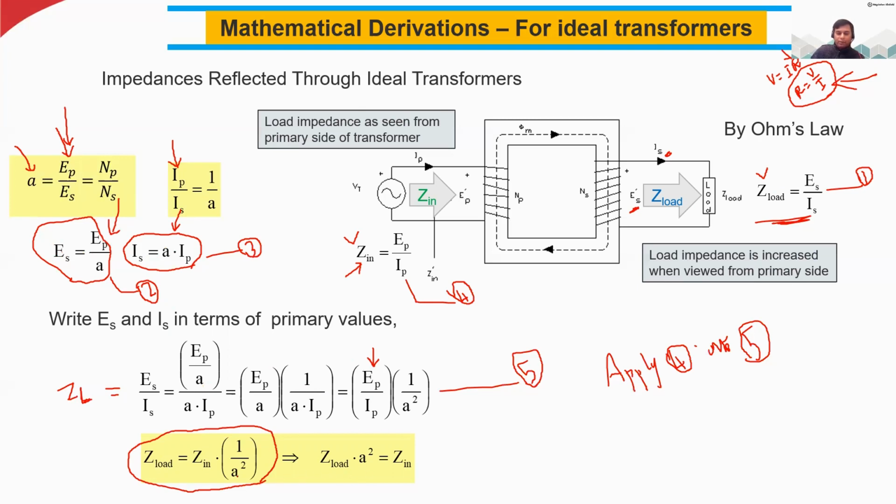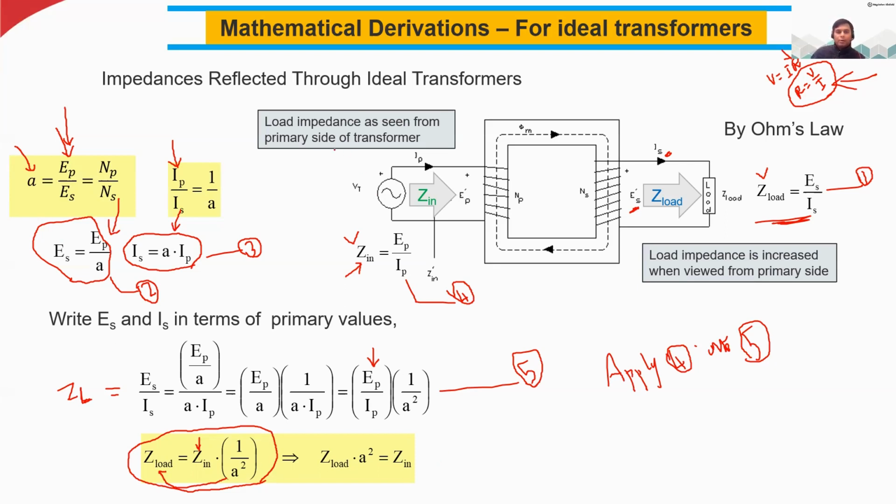So this is the final equation. And of course, if you want to find only the input impedance, then keep Z in on this side and bring A square to the other side. Then that is called Z in is equal to Z load times A square. Of course, you can write the same equation in many different ways, so that's not a matter. This is one of the important equations, remember.